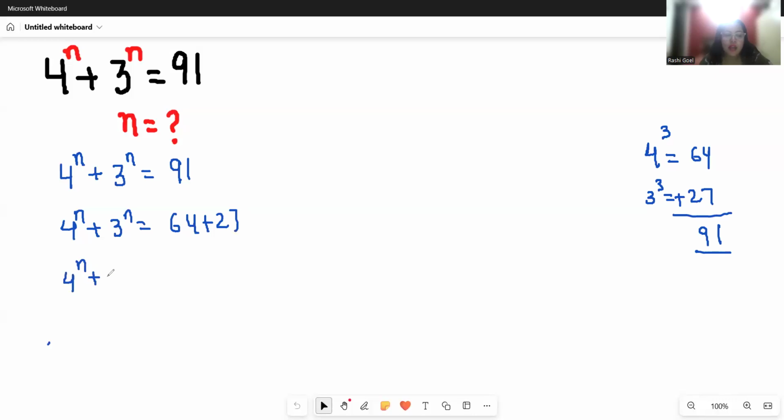Now 4 power n plus 3 power n equals 64 plus 27. I can write 64 as 4 cube. Similarly, 27 as 3 cube. Now if I compare both sides, 4 power n equals 4 power 3.